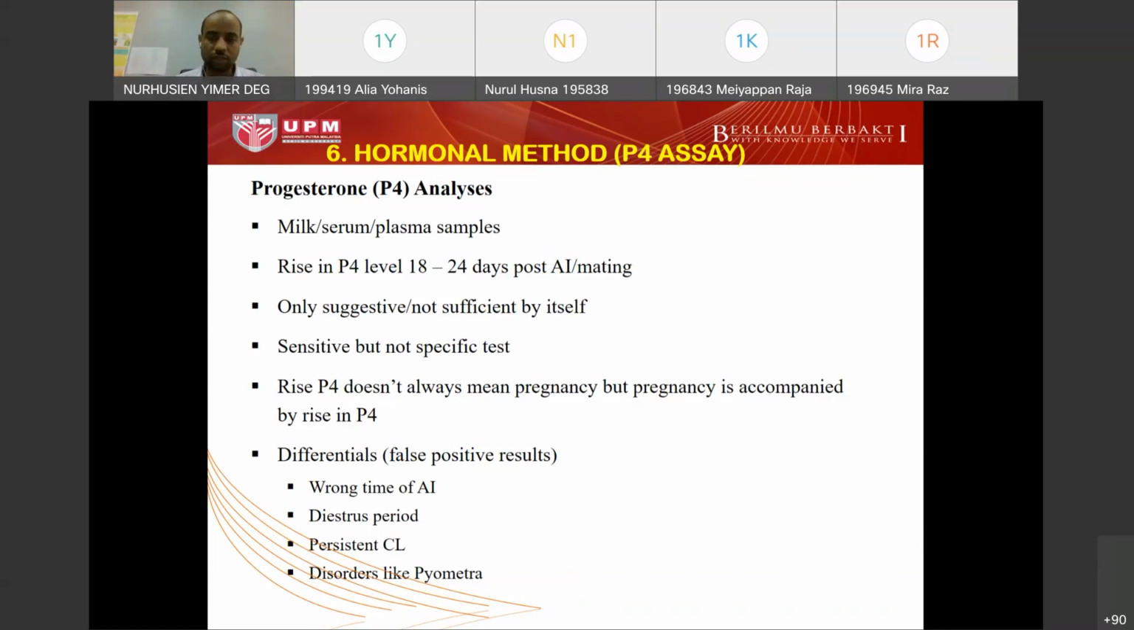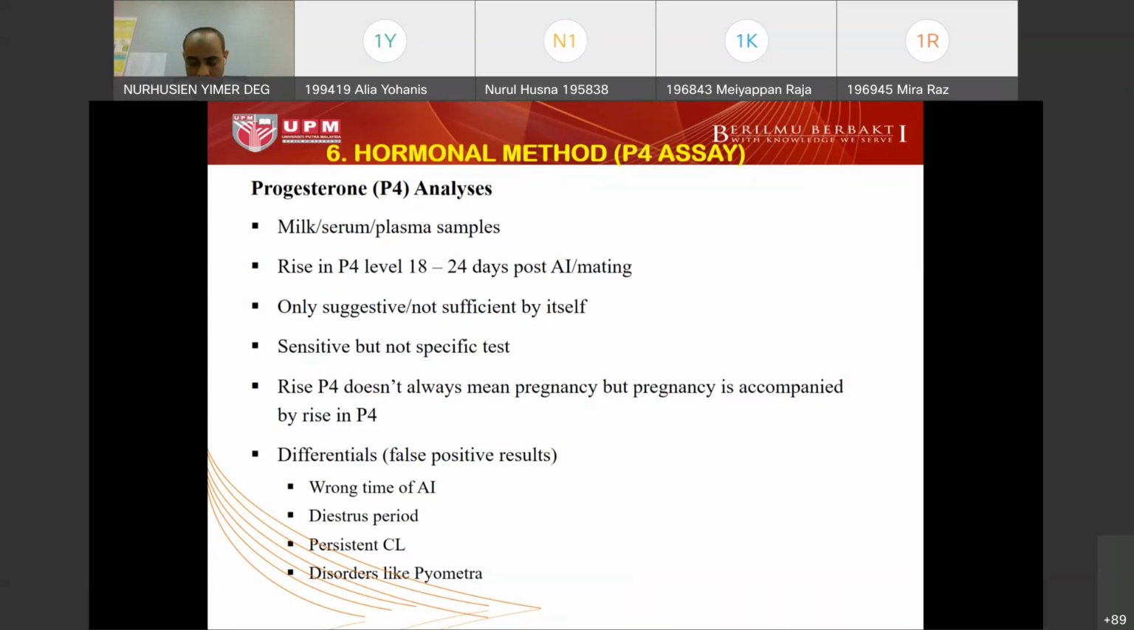So you can take different types of body secretions as samples to be analyzed for progesterone. These samples include milk if the cow is lactating, but if it's a heifer where you don't have milk samples, you can take a blood sample. Serum or plasma can be utilized to determine the concentration of the progesterone. So this progesterone level, the time to be taken, and of course the concentration will be variable. So the best time to sample is 18 to 24 days post-AI, after breeding.